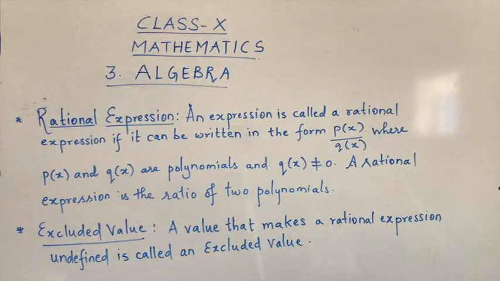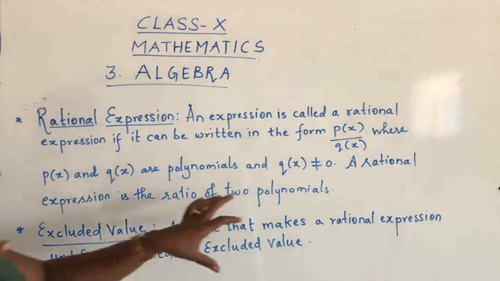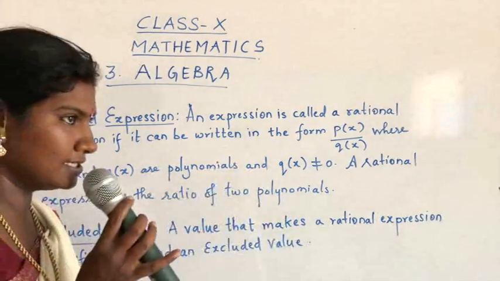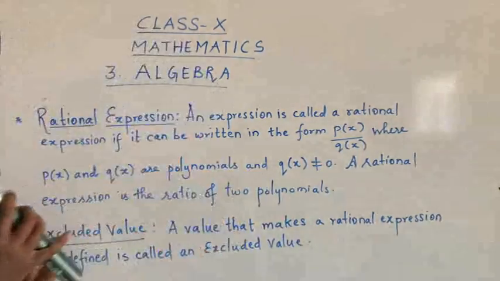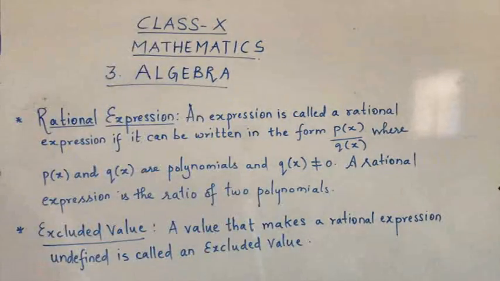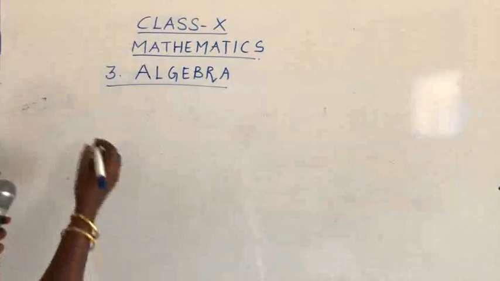Now what is a polynomial? A polynomial is an arithmetic expression consisting of variables and constants that involves four fundamental arithmetic operations and non-negative integer exponents of variables. In simple, we can say a polynomial combines constants, variables and arithmetic operations. Also, we have one more point, that is excluded value. Excluded value is a value that makes a rational expression undefined.